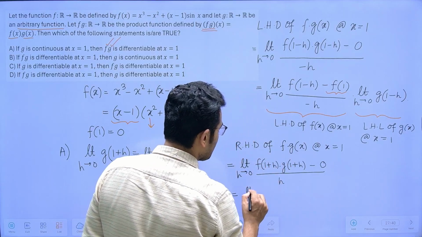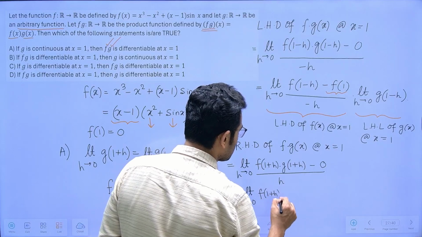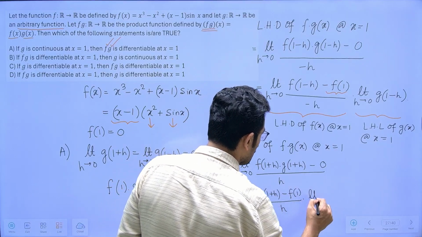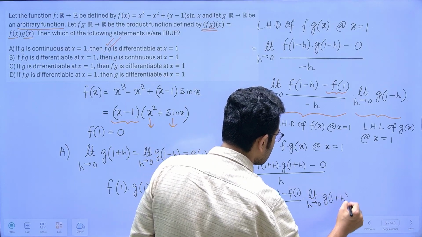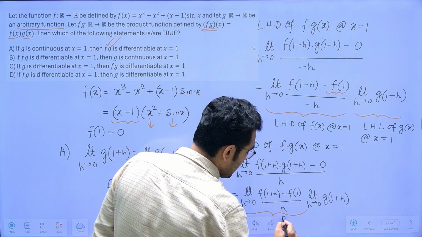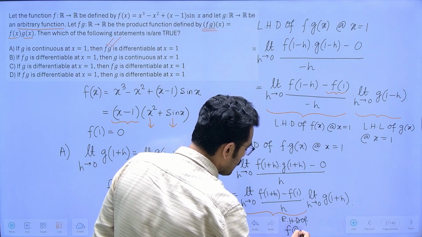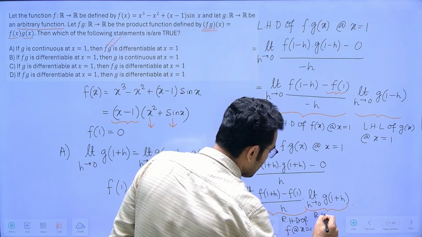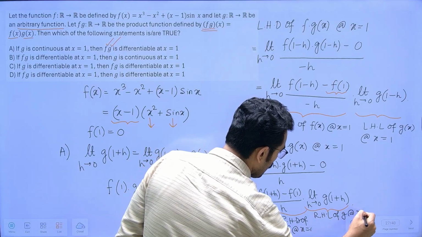So this one also I can split it like this. Limit h tends to 0, f of 1 plus h minus f of 1 divided by h, into limit h tends to 0, g of 1 plus h. So you see that this one is the RHT of f at x equal to 1, and this one is the RHL of g at x equal to 1.